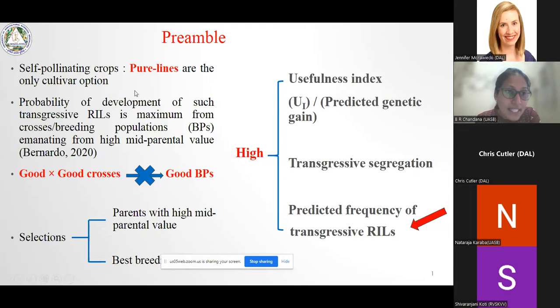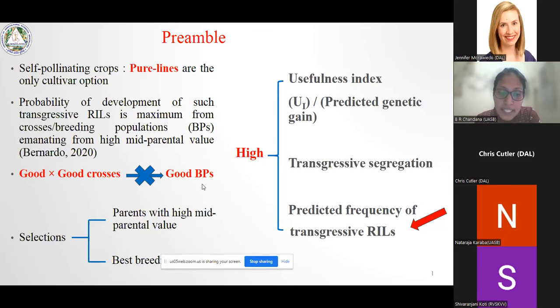The quantitative genetic theory suggests that the probability of development of such transgressive RILs is maximum from crosses or breeding populations emanating from high mid-parental value. Therefore, breeders need to start with good parents. However, good by good crosses might not result in exploitable genetic variants and transgressive segregation if the parents share the same alleles. So without transgressive segregation, plant breeding would not work.